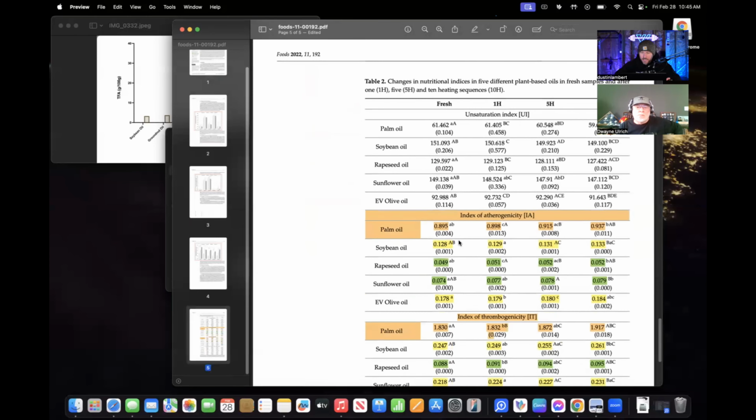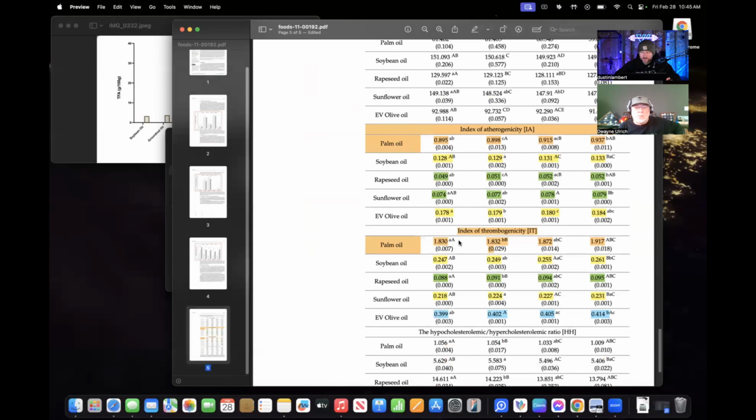So what they did in this study, they went a little bit further, and they not only measured these changes in our fatty acids, but then they also plugged these values into a couple of different indexes. So we have the index of atherogenicity, so how potentially atherogenic these oils are, and then the index of thrombogenicity, so how much potential to induce thrombosis, which is blood clotting, would these oils have.